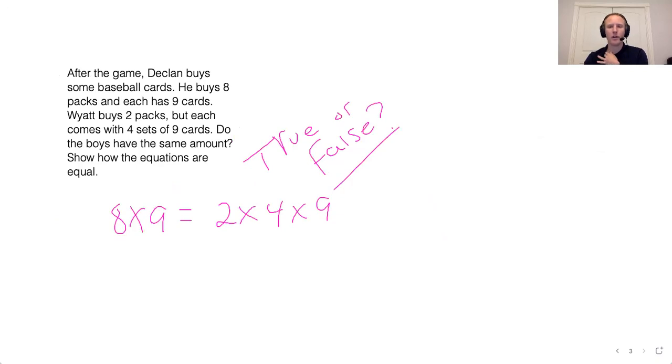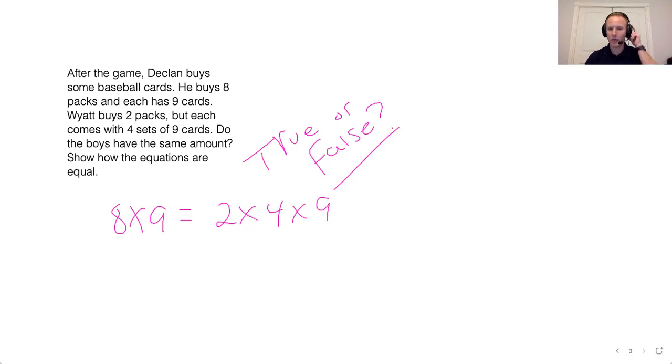And lastly, our sample problems here today in our second half of our review, and this is the second video. We already did one. After the game, Declan buys some baseball cards. He buys 8 packs and each has 9 cards. Wyatt buys 2 packs, but each comes with 4 sets of 9 cards. Do the boys have the same amount? Show how the equations are equal.